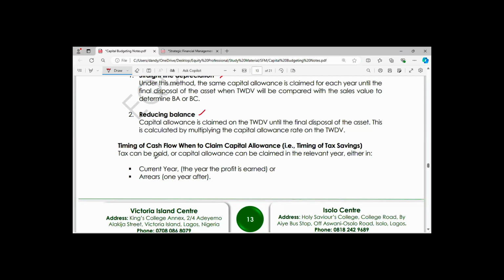So tax can be paid or capital allowance claimed in the relevant year, either in the current year, that is the year the profit is earned, or in arrears, that is 1 year after. So if the examiner is silent as to when the company is supposed to pay the tax liability or claim the capital allowance, we are going to assume that it is in the current year.